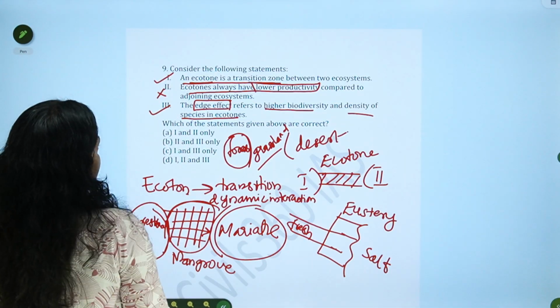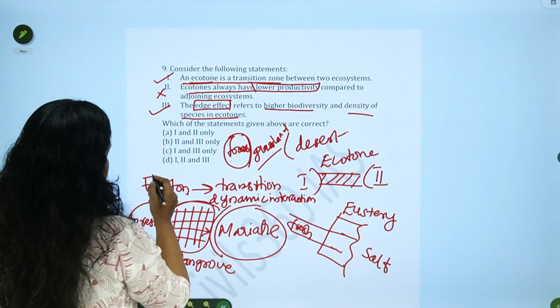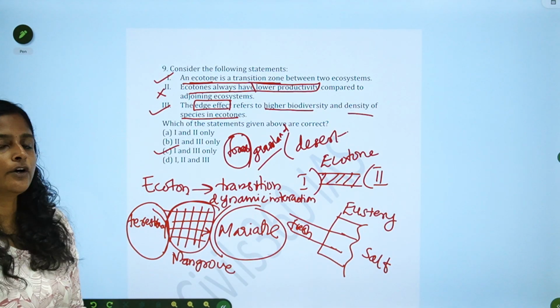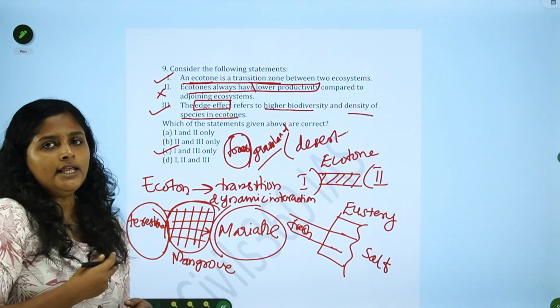So first and third are correct and second is wrong. So the answer is C. I hope the topic of ecotone is clear for you. Moving on to the next question.